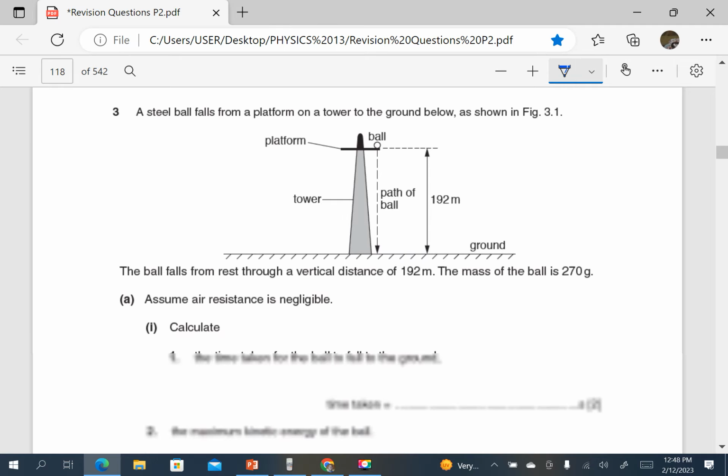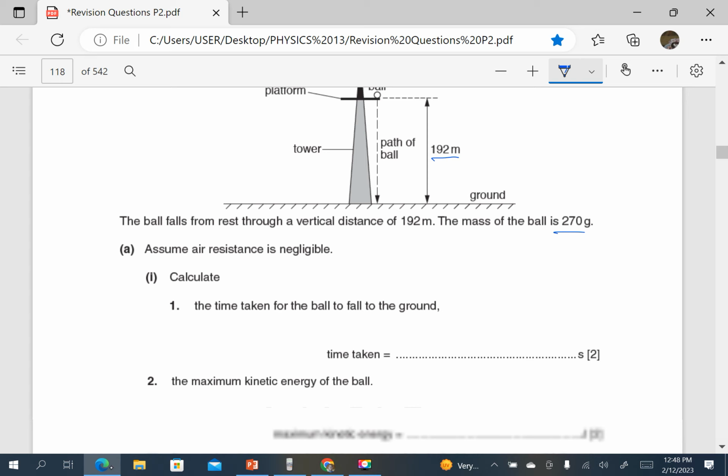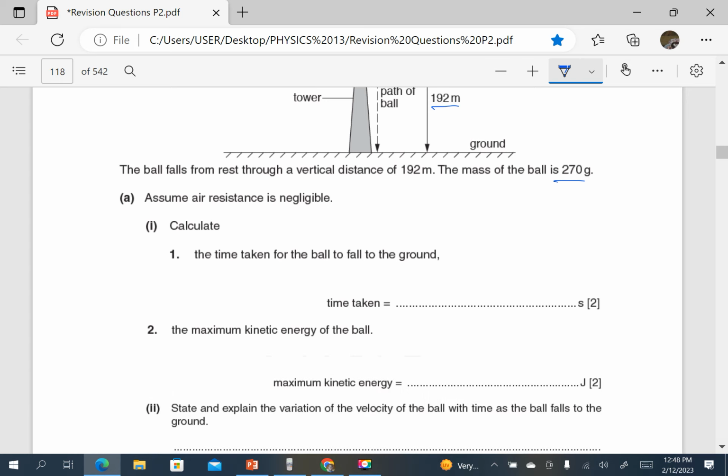Part 4, a steel ball falls from a platform on a tower to the ground below as shown in the figure. The vertical height is 192 meters. The mass of the ball is 270 grams. Air resistance is negligible. Calculate the time taken for the ball to fall to the ground.